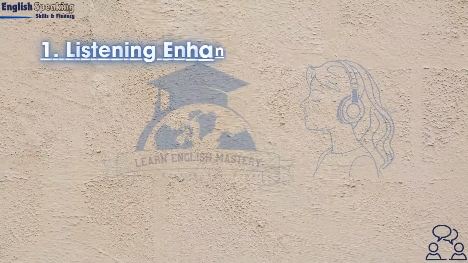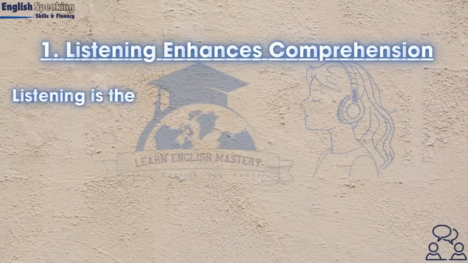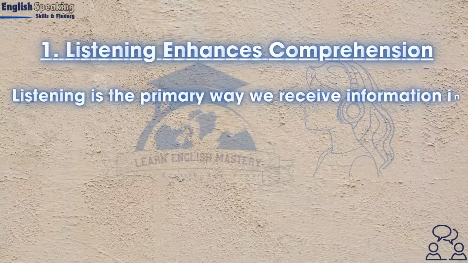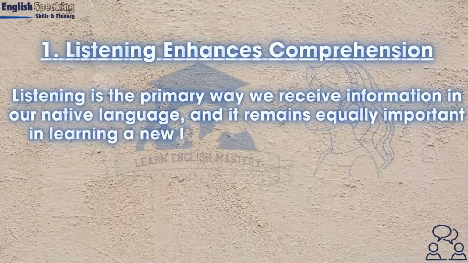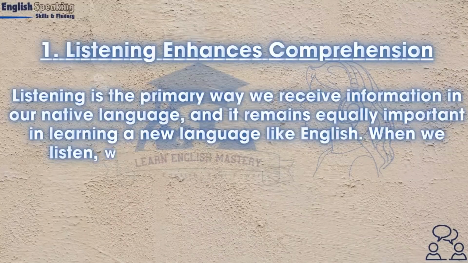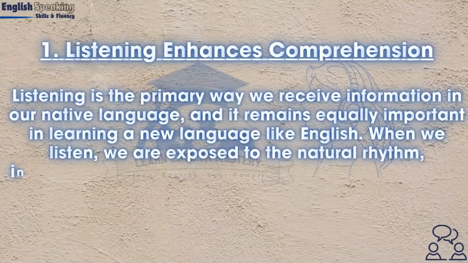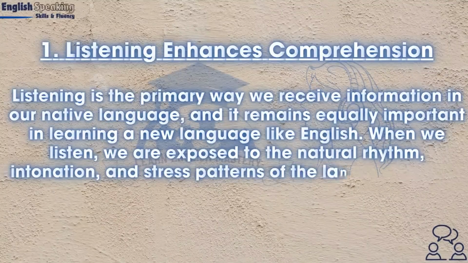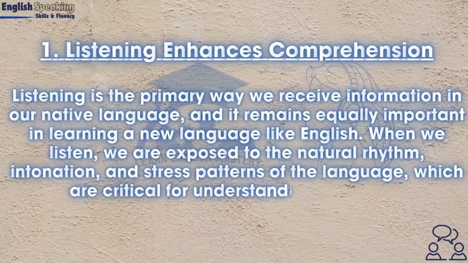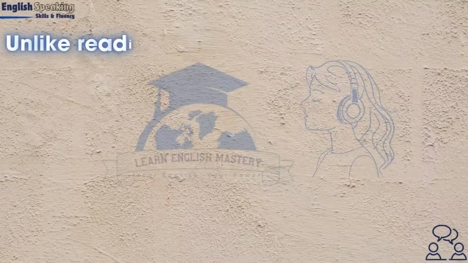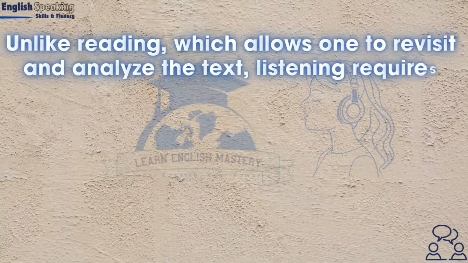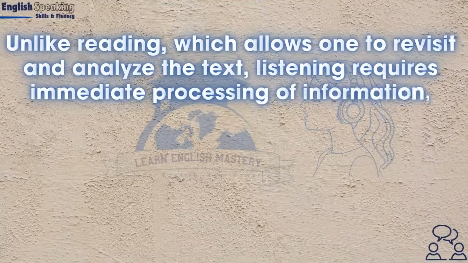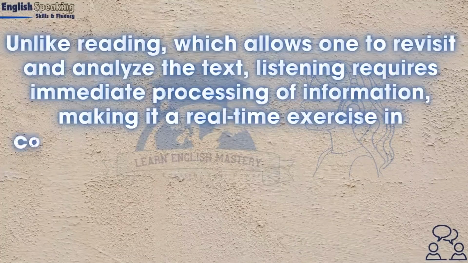1. Listening enhances comprehension. Listening is the primary way we receive information in our native language, and it remains equally important in learning a new language like English. When we listen, we are exposed to the natural rhythm, intonation, and stress patterns of the language, which are critical for understanding meaning. Unlike reading, which allows one to revisit and analyze the text, listening requires immediate processing of information, making it a real-time exercise in comprehension.